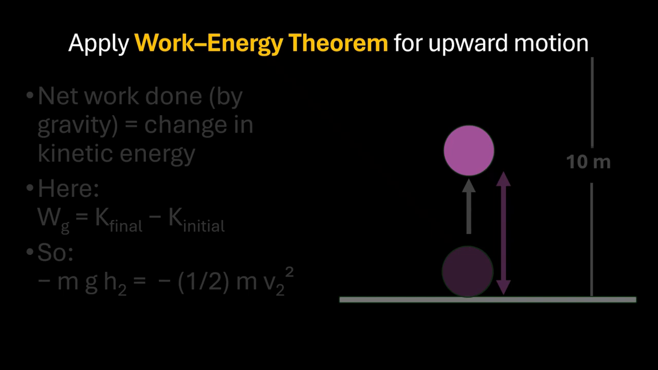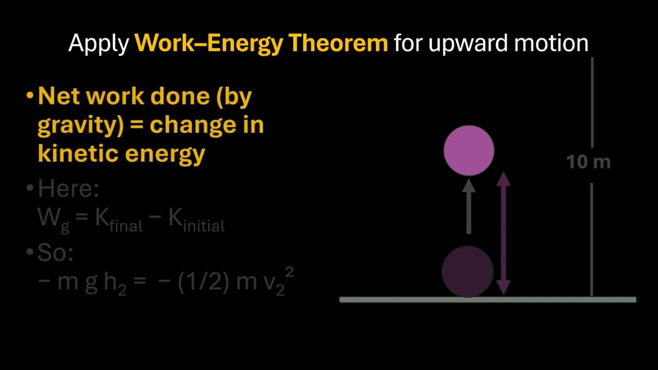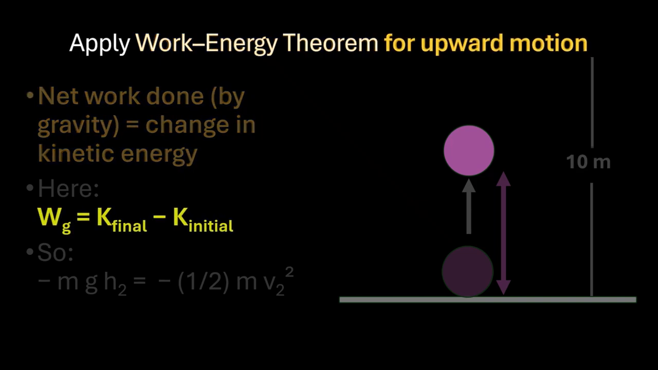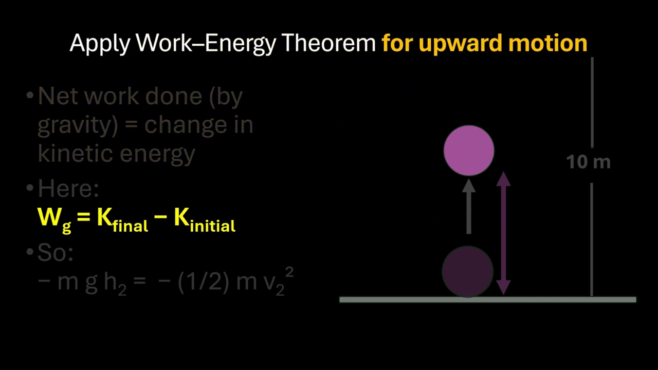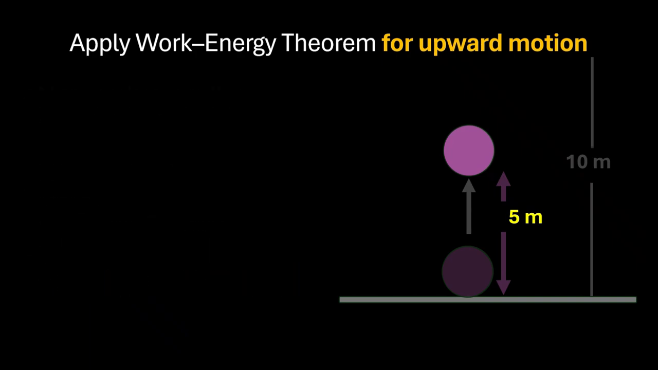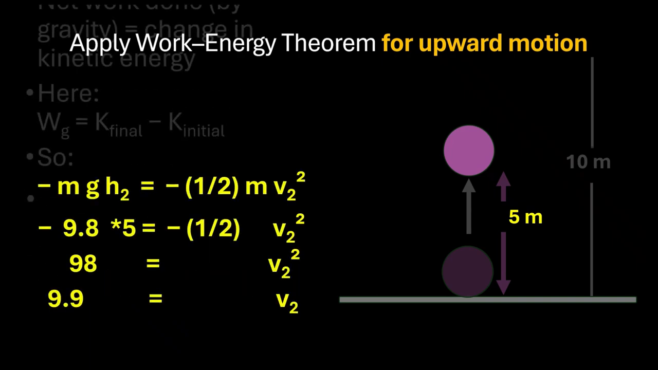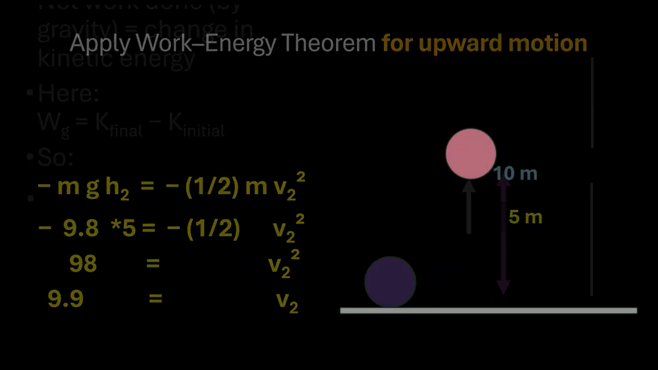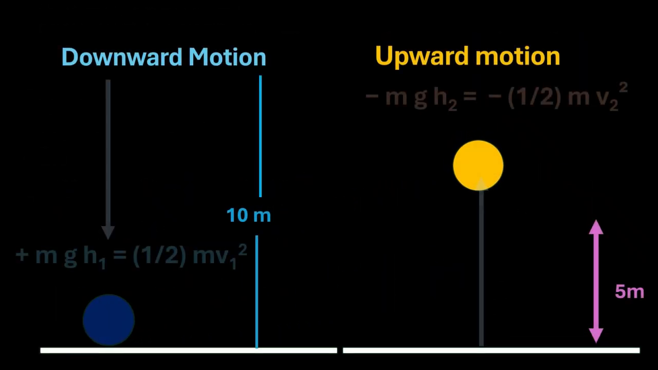Applying the work energy theorem, work done by gravity, the negative work, minus mgh2, will be equal to change in kinetic energy, which is final kinetic energy minus initial kinetic energy. Wg is minus mgh2. Kinetic energy final is 0. 0 minus kinetic energy initial is minus half mv2 square. Okay. Which gives us v2 square is equal to 98, and v2 therefore is root of 98, close to 9.9.